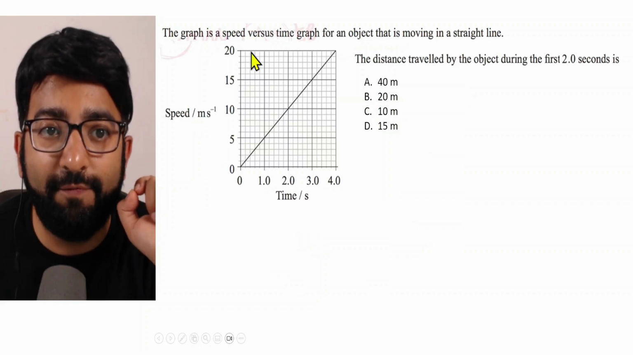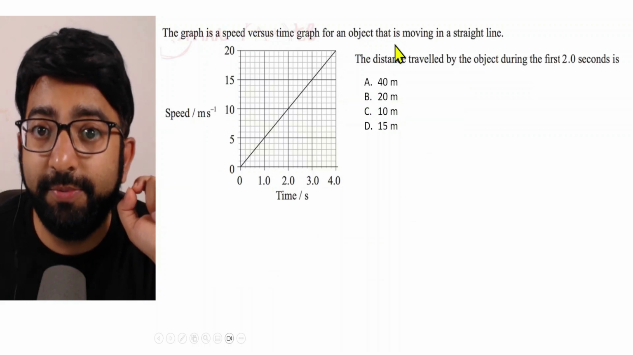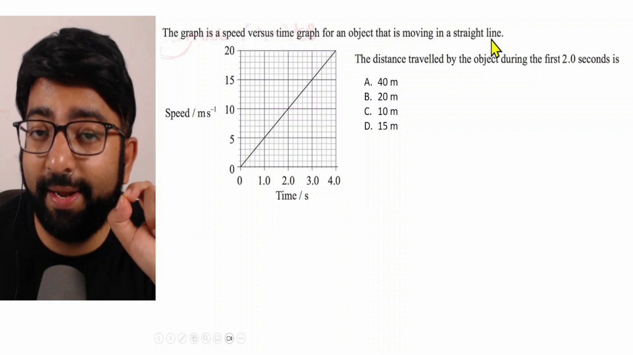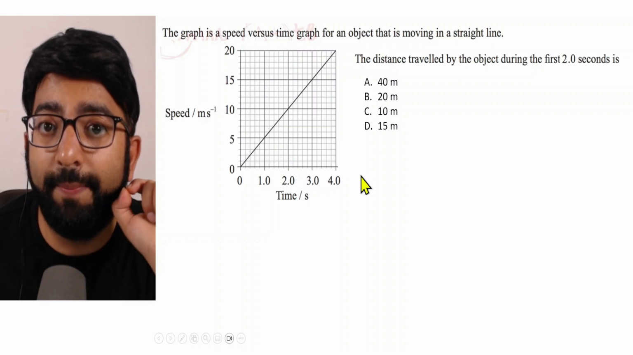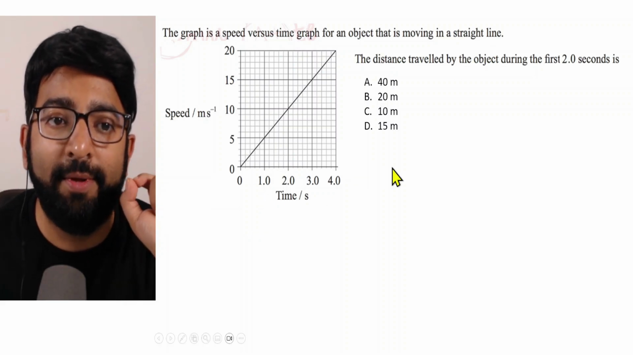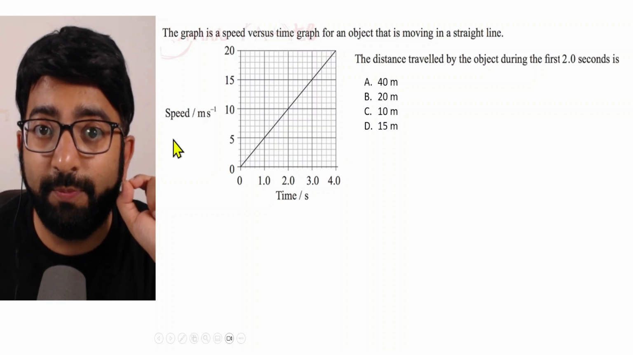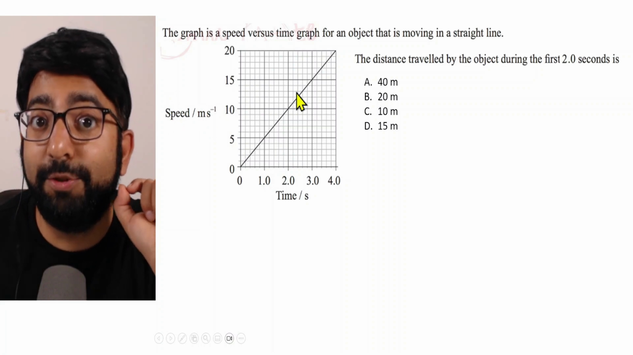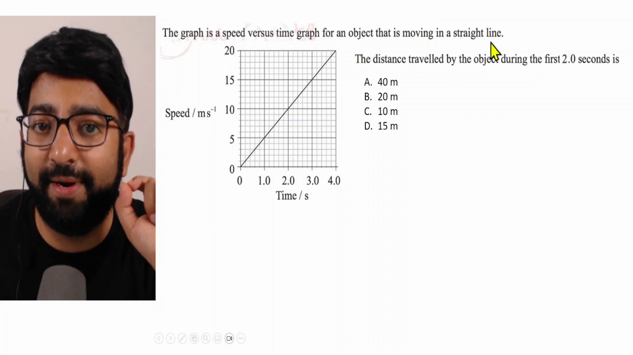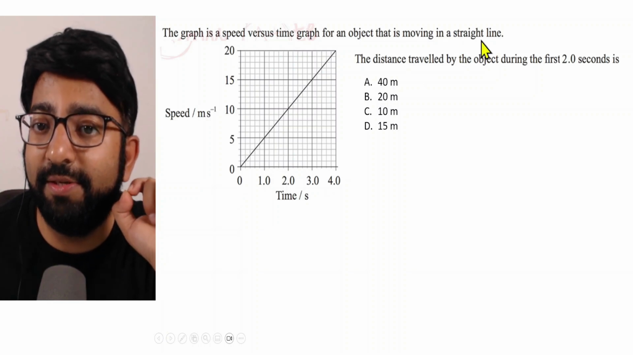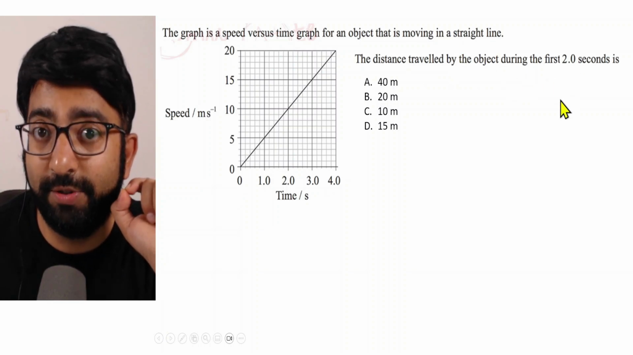So here we have a graph which is speed versus time. The object is moving in a straight line. Since the object is moving in a straight line, distance and displacement will be equal, which means the speed and velocity also will be the same. So even though in the graph the y-axis is speed, we can very well consider the y-axis as velocity, because the object is moving in a straight line. So, we have a velocity time graph here, and we need to figure out the distance traveled by the object during the first 2 seconds.